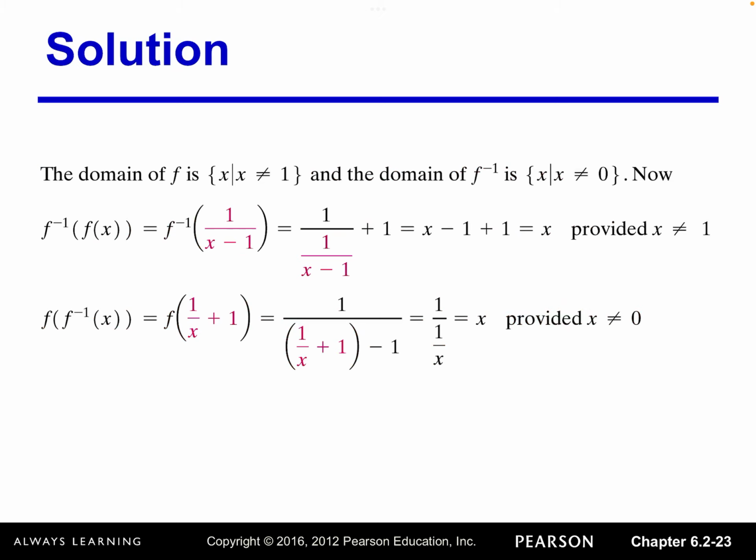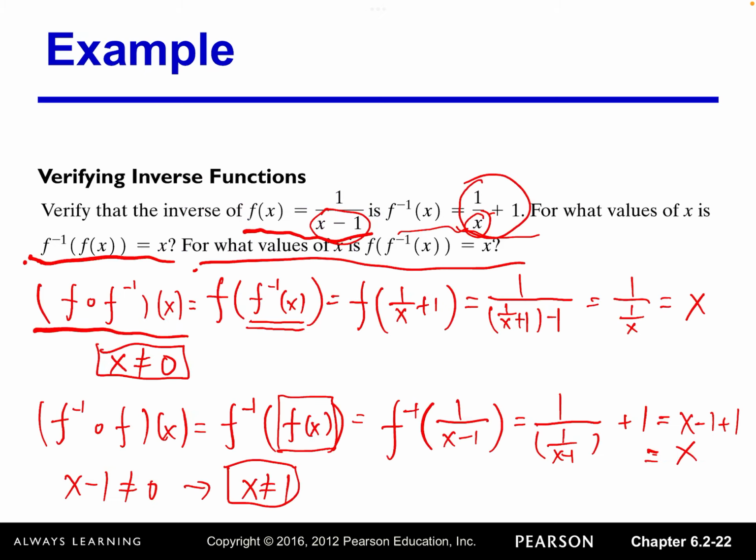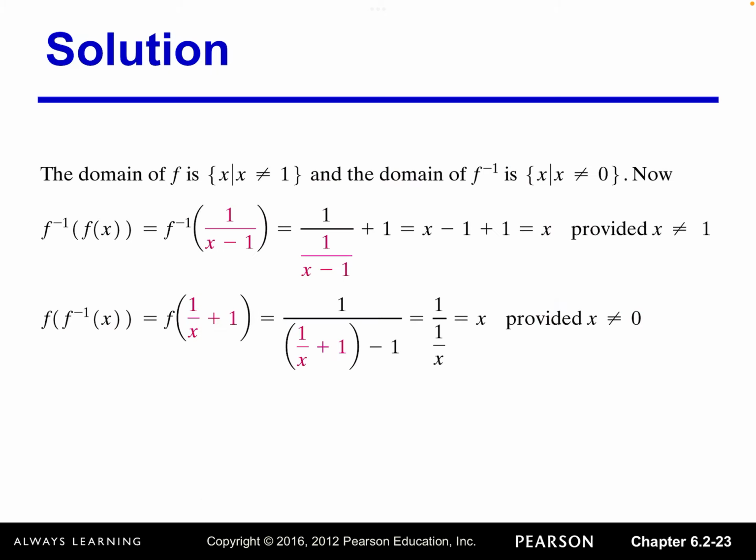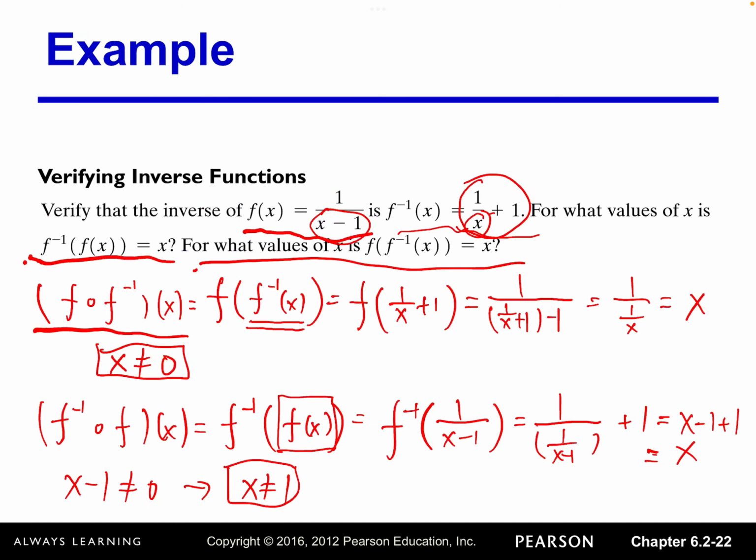So you can look at the solution, it's the same. The book did the inverse composed with the original first, and I did the original composed with the inverse first. That's why it's switched, but it's the same answer.